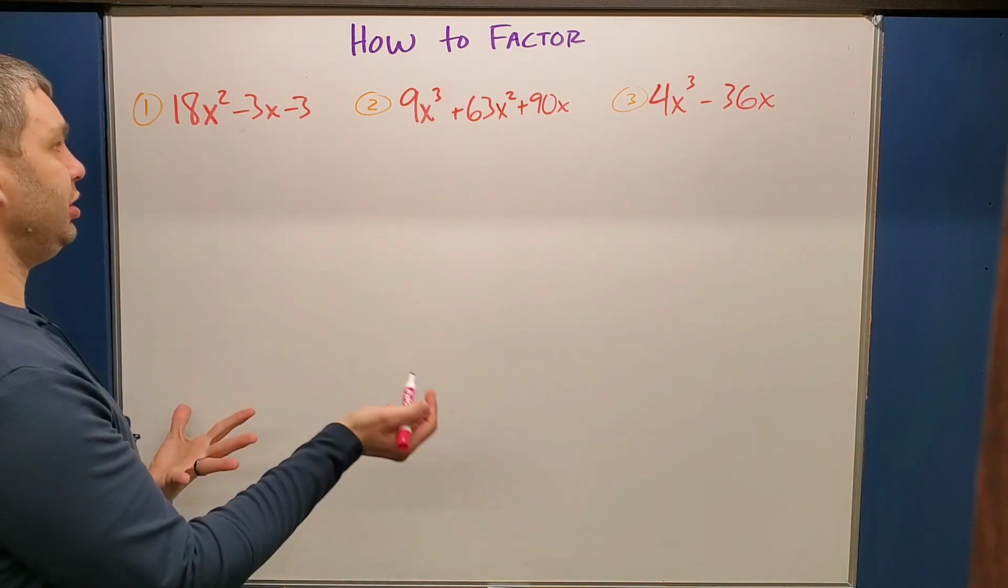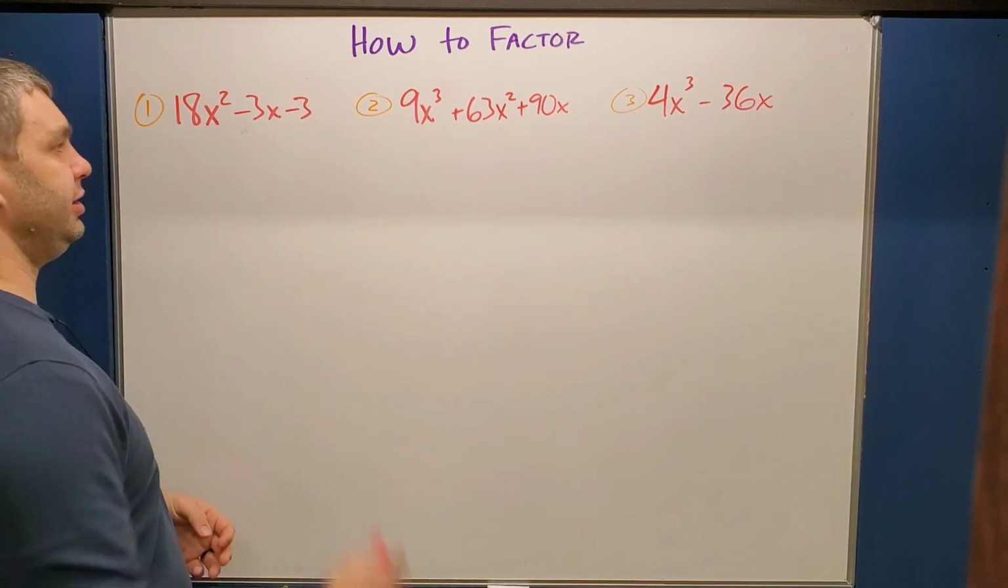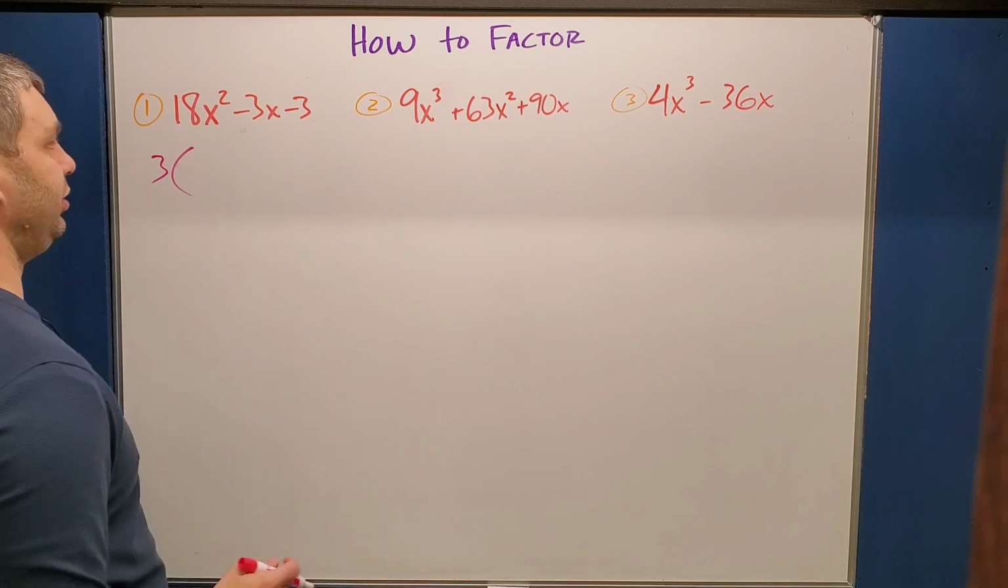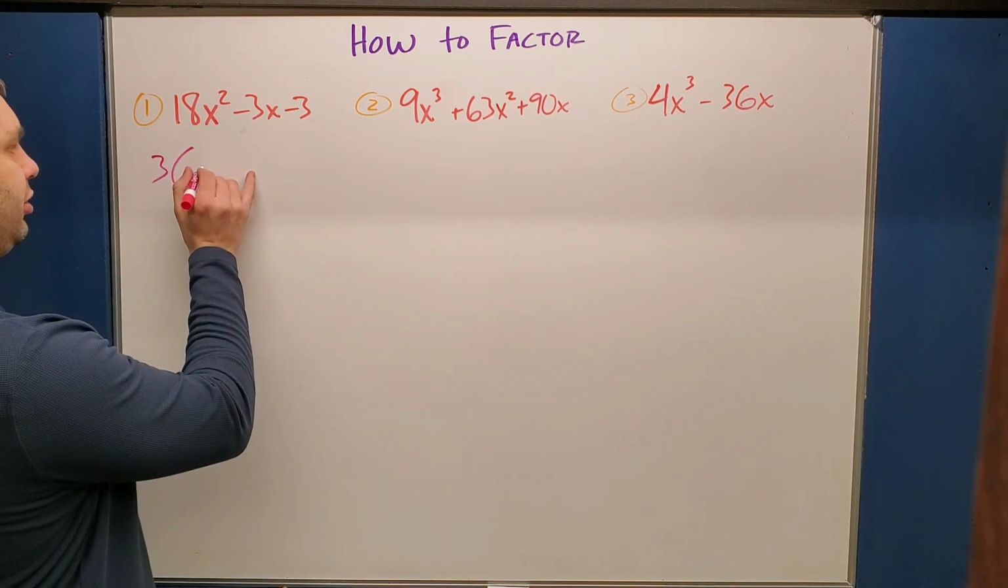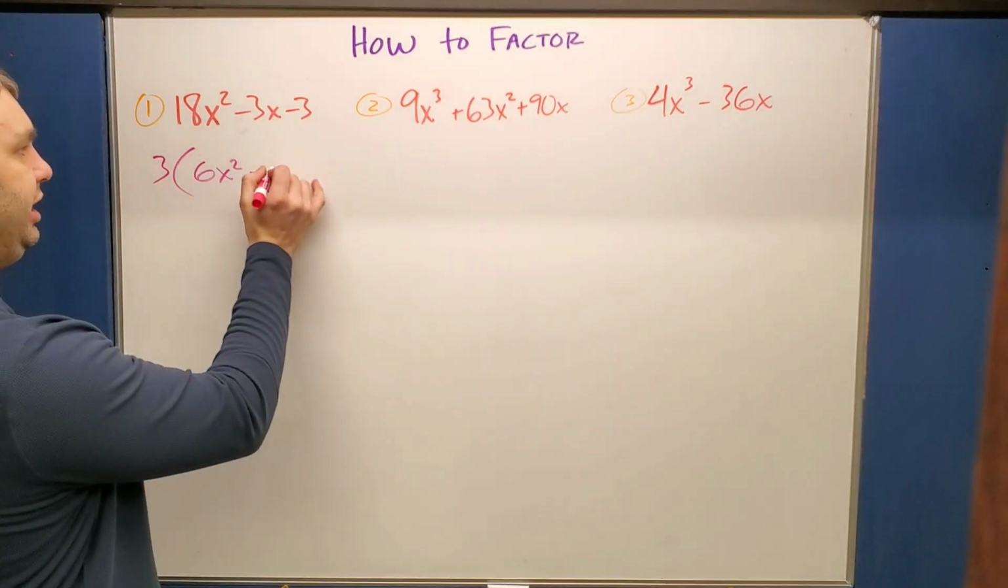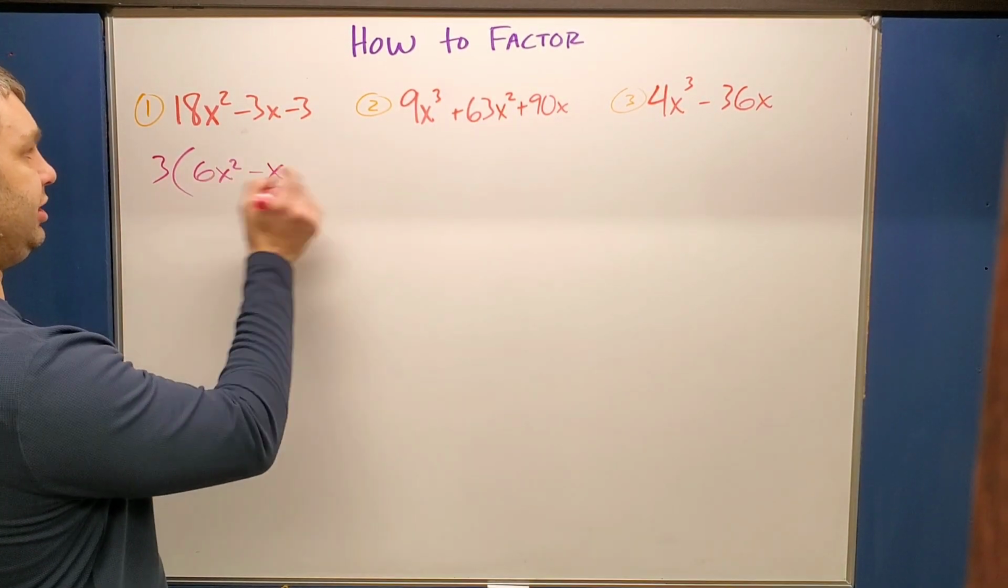In this first one, what is the greatest common factor of 18, 3, and 3? Well, of course, it's going to be 3. Let's take a 3 out, and then let's see what we're left with. When I do this, 18 divided by 3, of course, is 6x squared. Negative 3x divided by 3 is just negative x. And same thing here, this is going to be a negative 1.